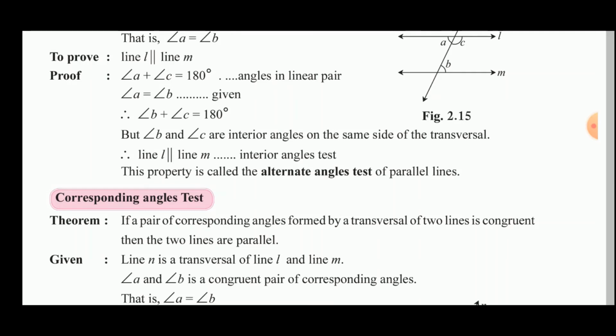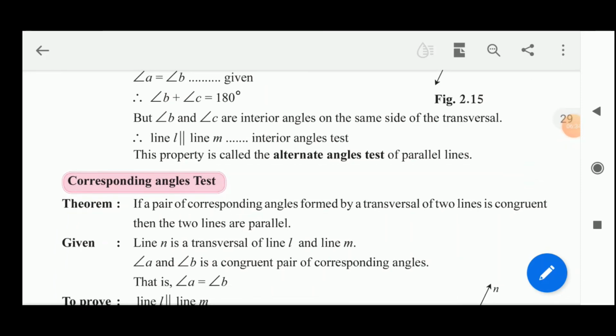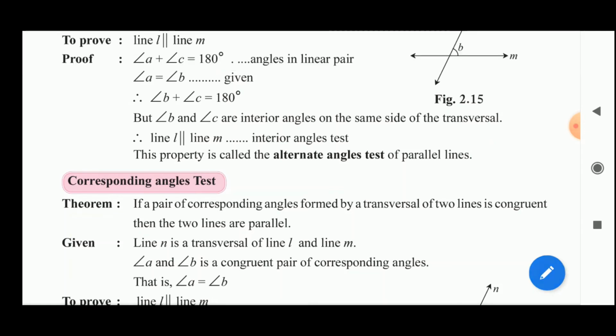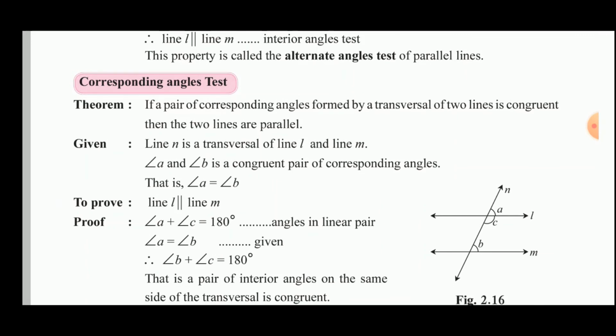Now, third one is the corresponding angles test. If the pair of corresponding angles formed by the transversal of two lines is congruent, then the two lines are parallel. Now, line N is the transversal of line L and line M. Angle A and angle B are a congruent pair of corresponding angles. That is, angle A equals angle B. Now to prove line L is parallel to line M.